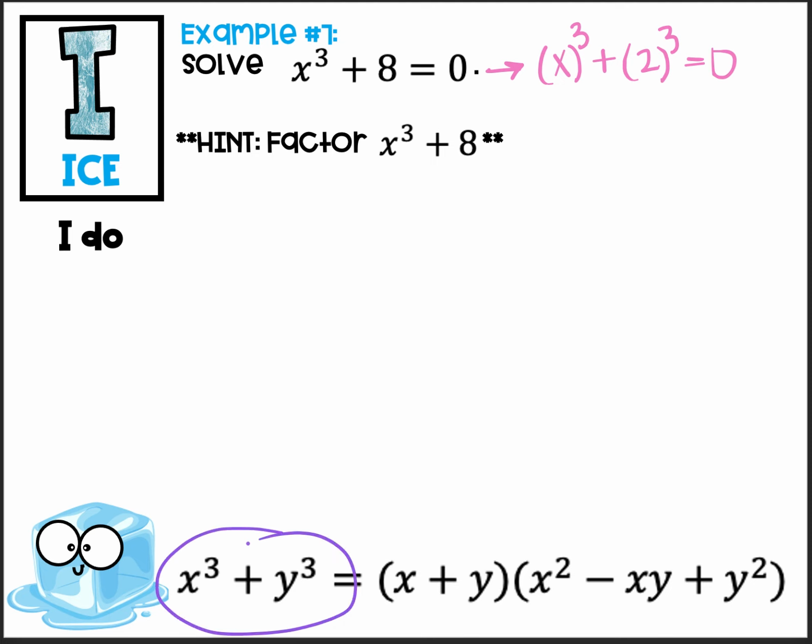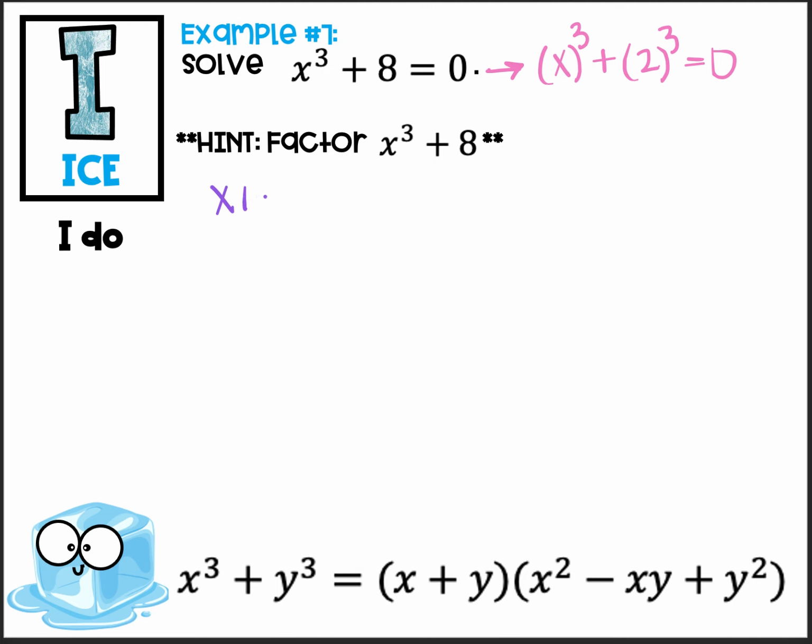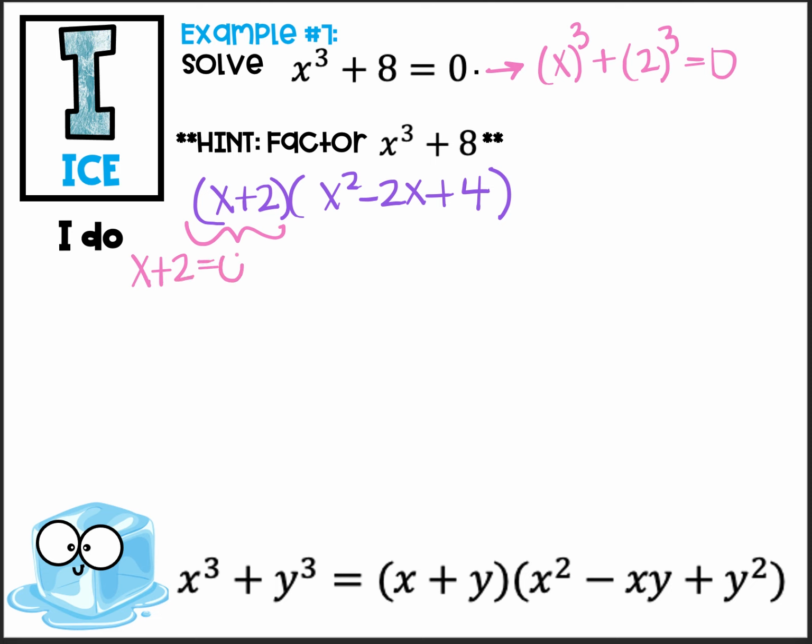After I substitute and use my equation for the sum of cubes, I have x plus 2 times x squared minus 2x plus 4. 2 squared is 4. And then this factor I can already solve for x. I can already set x plus 2 equal to 0 and solve for it. Subtract 2 on both sides, and I have x is equal to negative 2. That's one of my possible solutions.